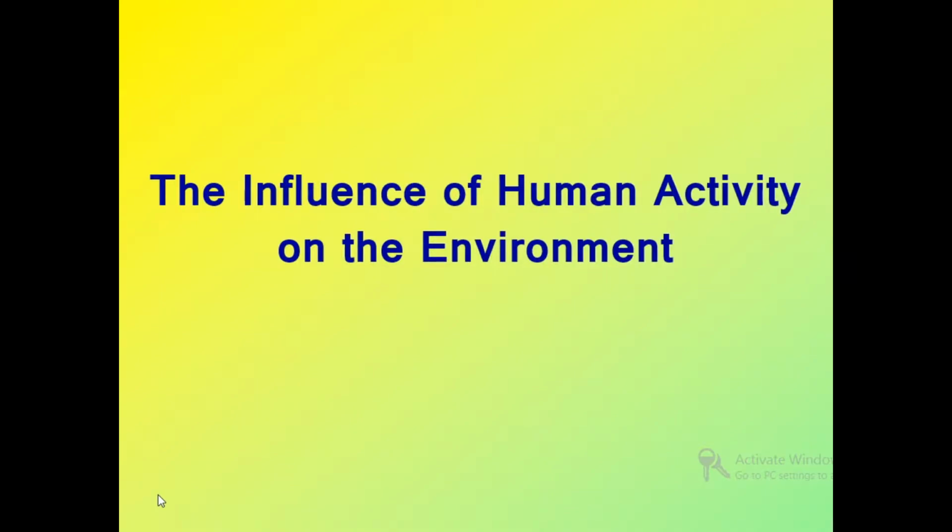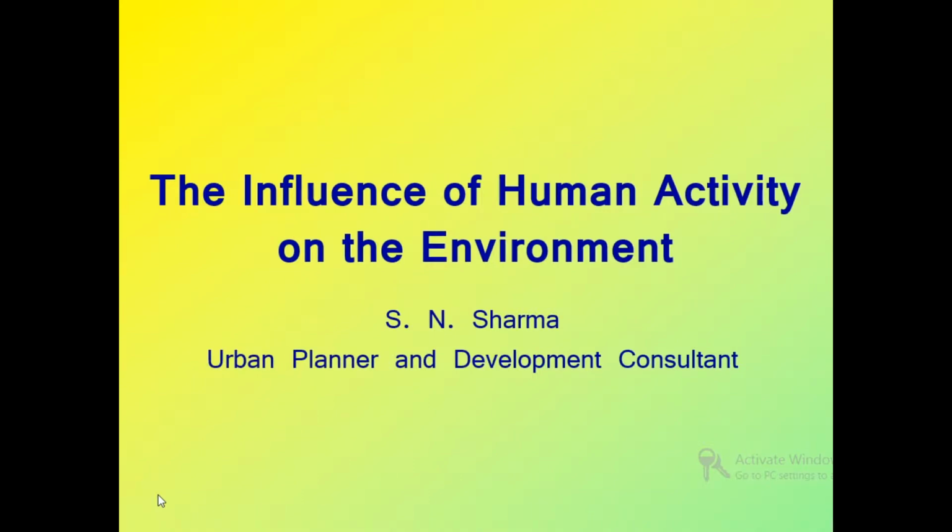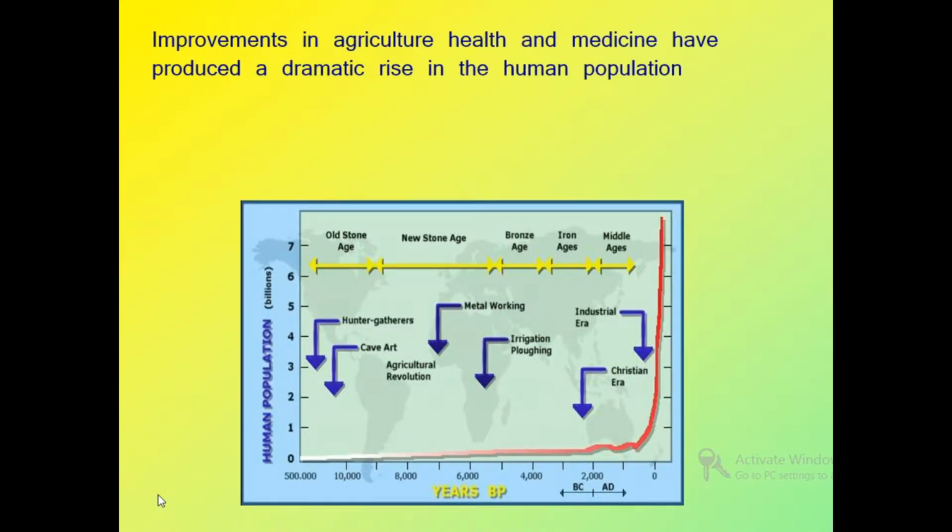Today we are going to discuss the influence of human activity on the environment. Improvement of agriculture, health and medicine have produced a dramatic rise in the human population. You will find that the human population has been increasing drastically over centuries. You will see that after the 20th century there is a very high increase in the population.